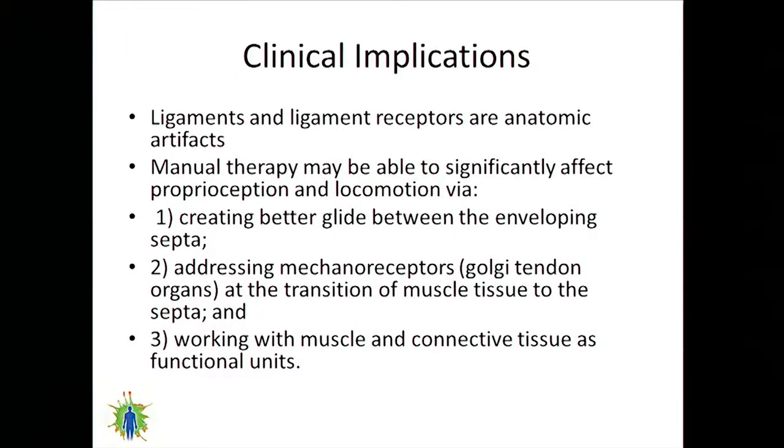Okay, so the clinical implications: the ligaments and the ligament receptors are anatomic artifacts. What really happens when we're doing manual therapy is we may be creating a better glide between the enveloping septa of the muscle. We may be addressing the mechanical receptors, like the Golgi tendon organs, at the transition of the muscle tissue to the septa. And we're working with the muscle and the connective tissue as functional units. It's not just isolated parts. It's a whole process that's connected.